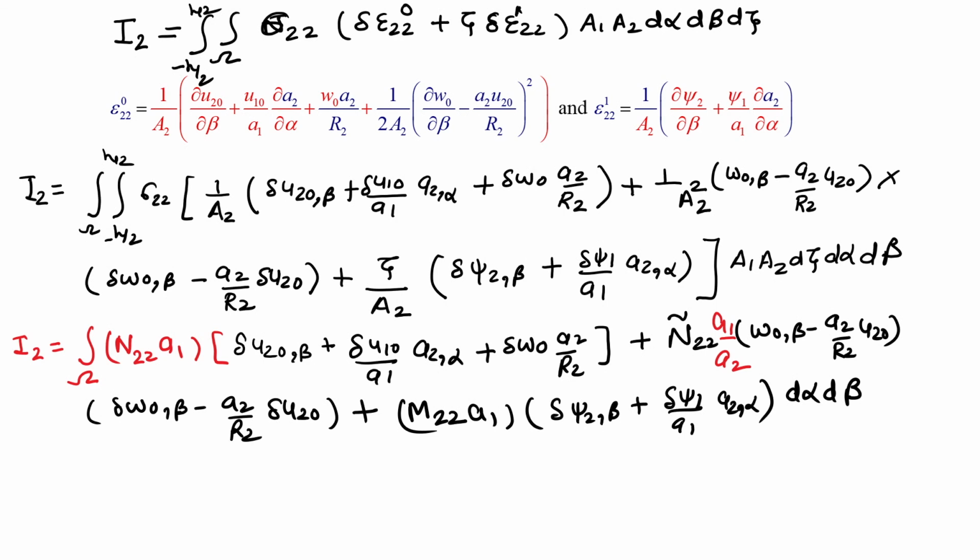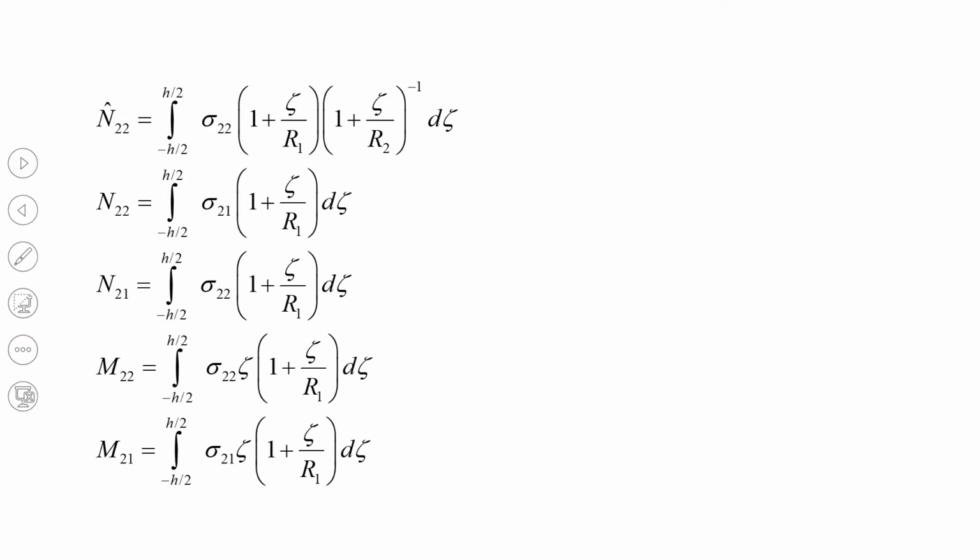Now come to I2. I2 is sigma 22 del epsilon 22 plus zeta times epsilon 22 of 1. So, first of all we have to write the explicit expression of epsilon 22 and epsilon 22 of 1. So, if we put the variation and put it here, here you see that 1 by A2 is common out. So, from there A2 is cancelled out and A1 will be there. So, in the definition, if we use the definition, N22 is sigma 22 times 1 plus zeta by R1.